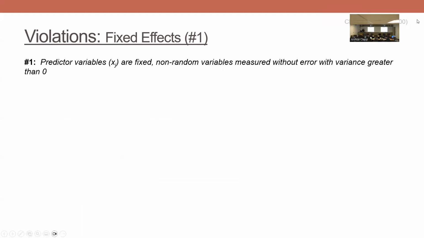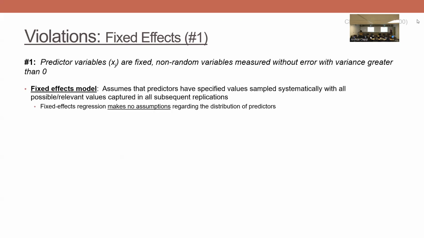Okay. Want to start talking about our fixed effects assumption. Again, we're saying that our predictor variables are fixed non-random variables measured without error with variance greater than zero. Remember, we talked about this a little bit before. Our fixed effects model assumes that our predictors have specified values that we've systematically pulled so that all possible relevant values are captured in all subsequent replications.